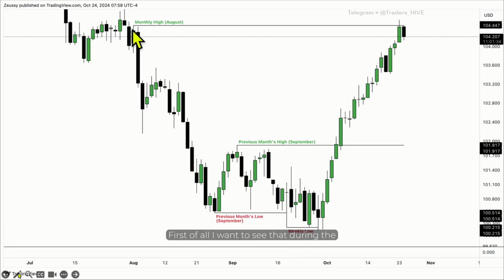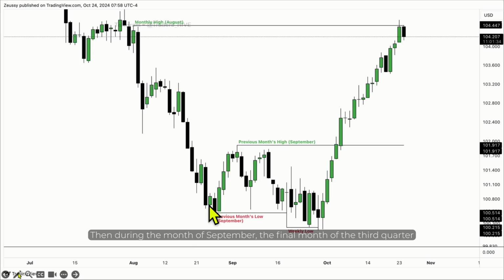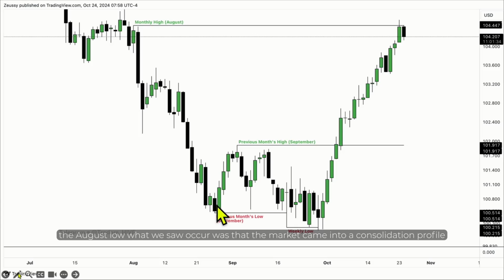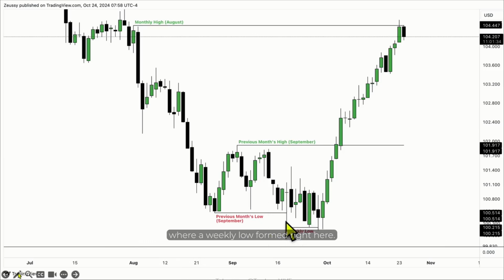First of all, what I want you to see is that during the month of August, the dollar did nothing but reprice towards the downside. The month of August was a very bearish month for the dollar. Then during the month of September, the final month of the third quarter, we saw the market slowly grind towards the downside. We saw it begin to go back and forth, as you can see. When we took out the previous month's low, the August low, the market came into a consolidation profile, where a weekly low formed right here.